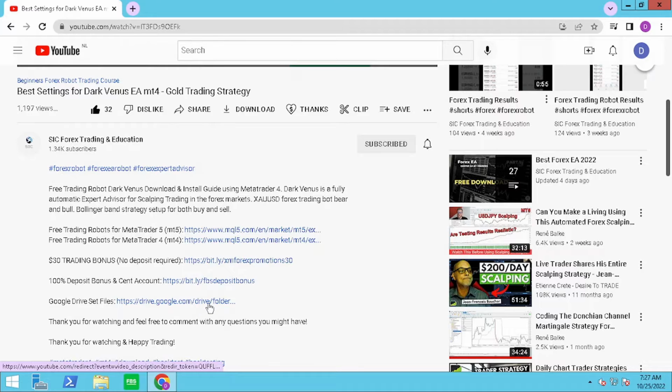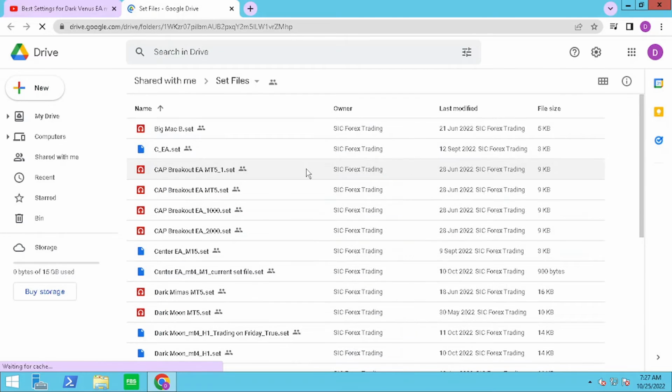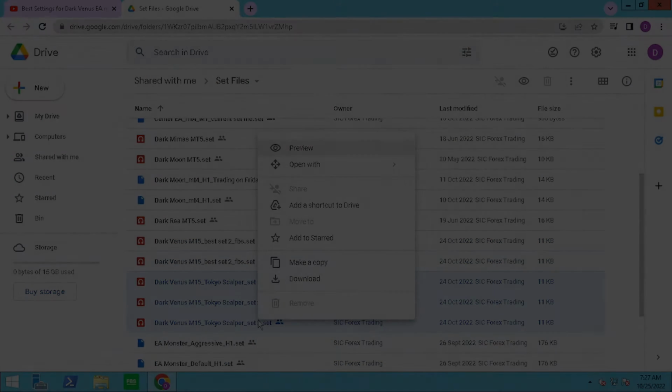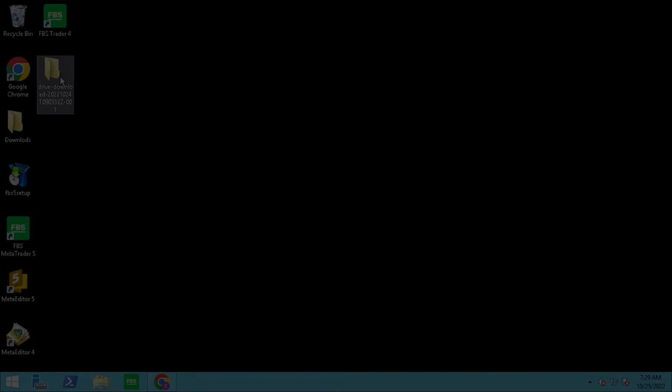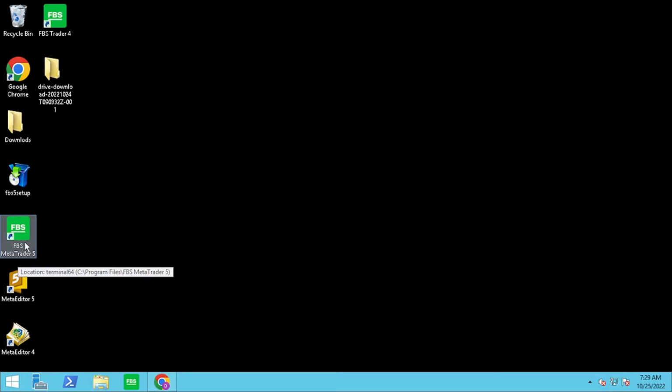Today we'll be taking a closer look at those free new set files for Dark Venus, and I'll be forward testing them on my VPS. So we're going to select the new set files and download them for testing. I have saved the set files to the desktop of my VPS so that I can show you the backtesting results. Backtesting results will be different for different brokers.